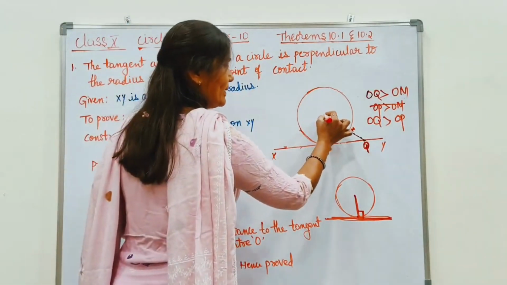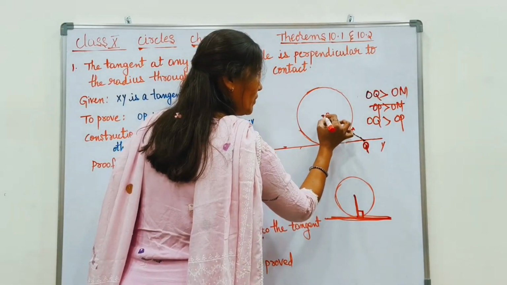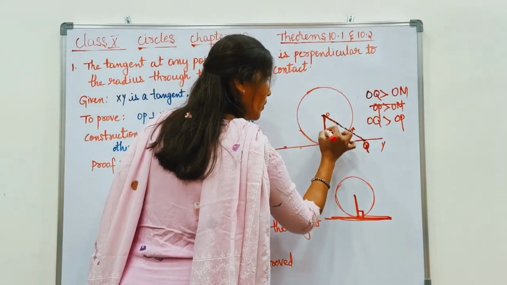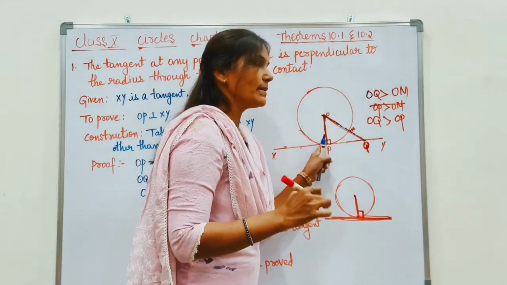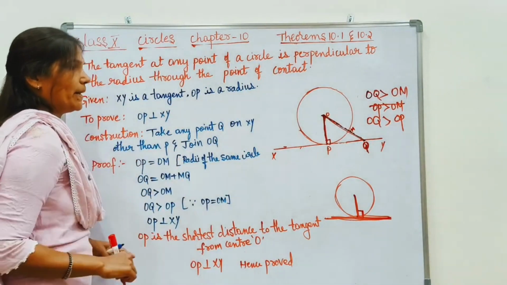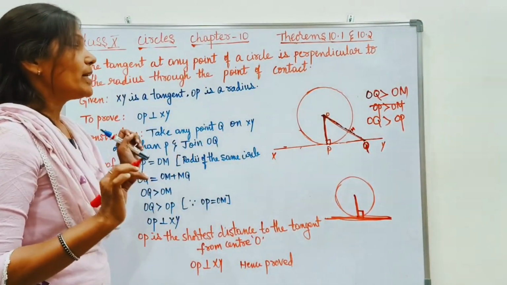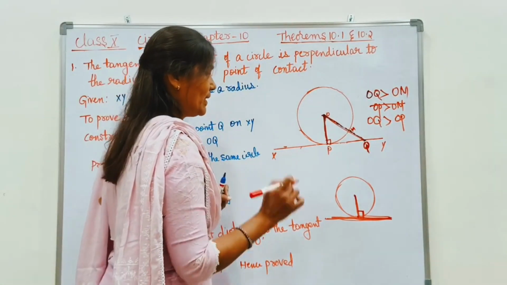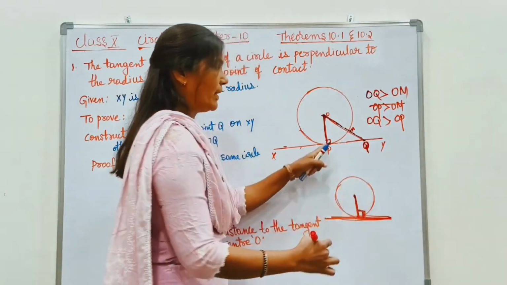Next, comparing the lines, this is the biggest line. OQ is greater than OP. So this is the big line and this is the small line. So finally we can write OP is perpendicular to XY. What is the concept in this? This is the center of the circle, and joining it to the tangent, we prove this is perpendicular.